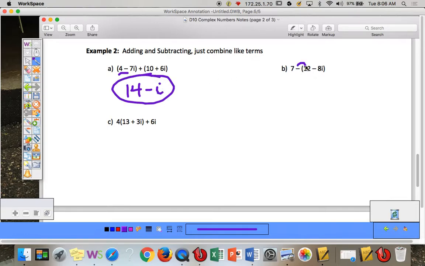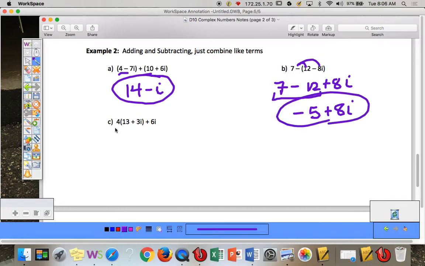Let's take a look at this, and we do have to distribute the negative. We have 7 minus 12 plus 8i. Combine your like terms. 7 minus 12 is negative 5. Keep your imaginary part second. Here's the answer. This one right here will distribute. 4 times 13 is 52, plus 12i, plus 6i. Combine like terms. We get 52 plus 18i.